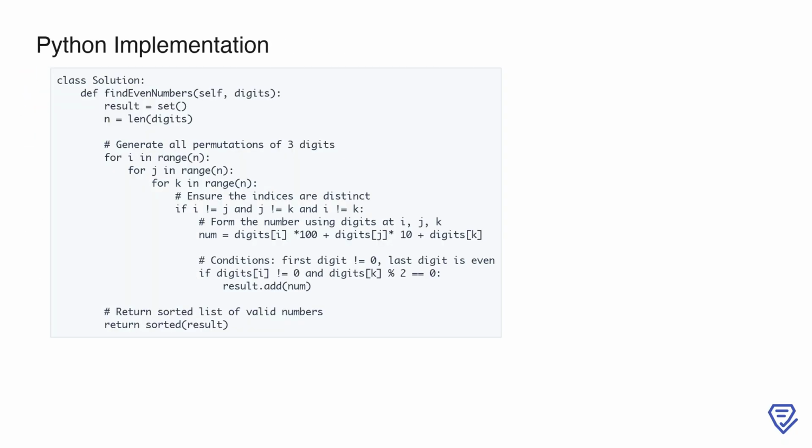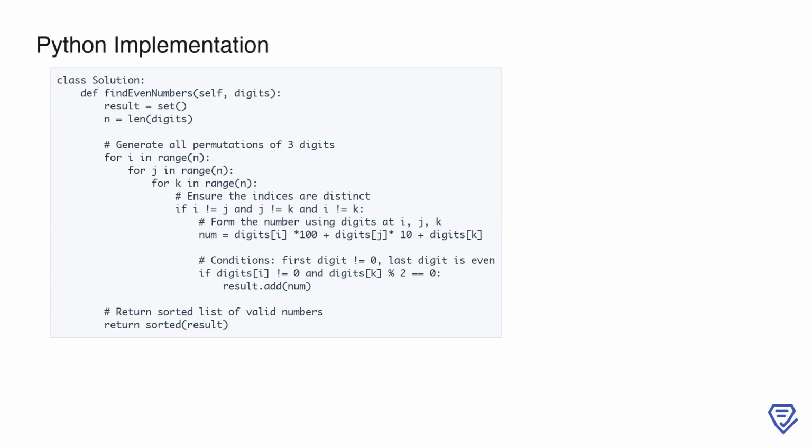This implementation solves LeetCode problem number 2094, finding 3-digit even numbers, by generating all valid 3-digit even numbers from the given array of digits. Step-by-step explanation. 1. Input and initialization. The function findEvenNumbers takes a list of digits as input. An empty set result is used to store unique 3-digit even numbers, and the length of the input array is stored in n.